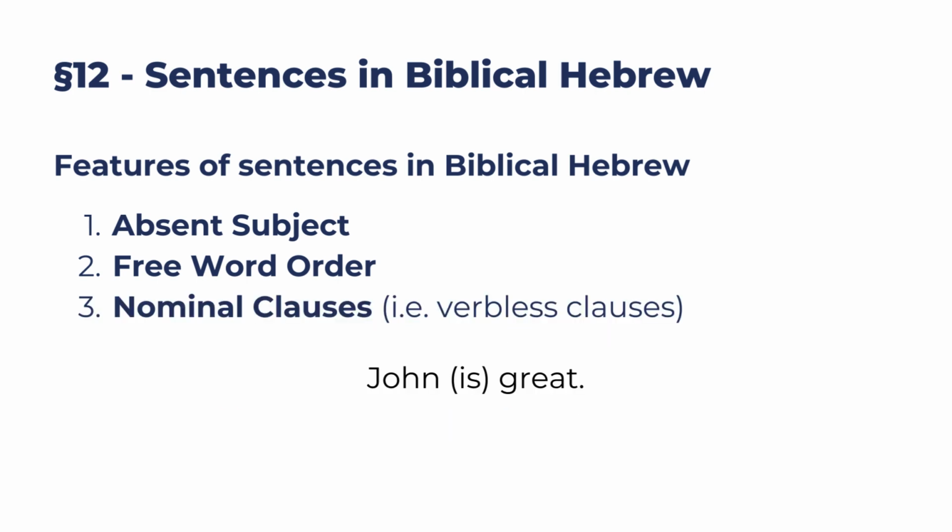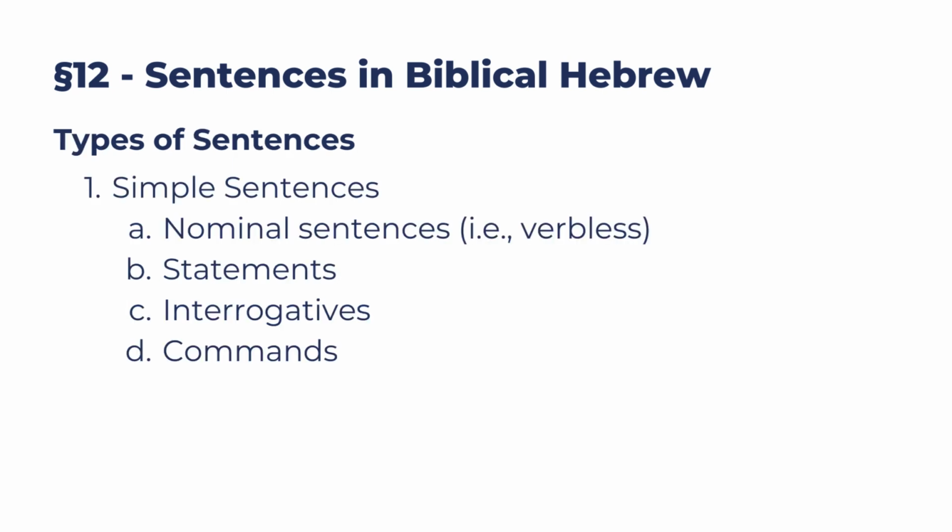Third, Hebrew has something called nominal clauses. These are sentences in which the to be verb is not explicitly stated but implied. Imagine the sentence, John is great, without the actual presence of the word is. That's what happens in nominal clauses in biblical Hebrew. John, great, implies that the sentence is actually John is great.